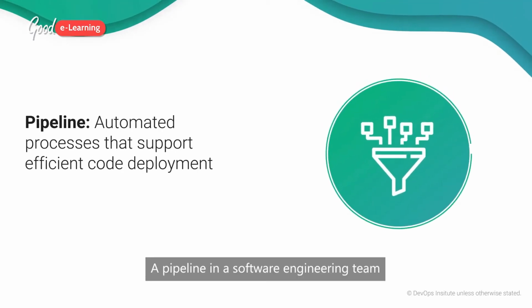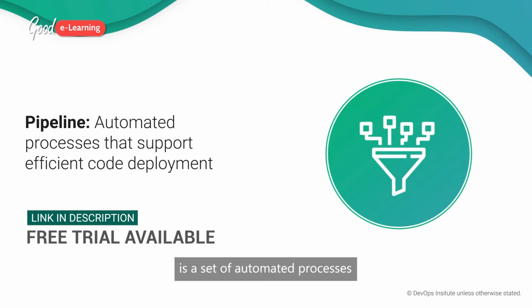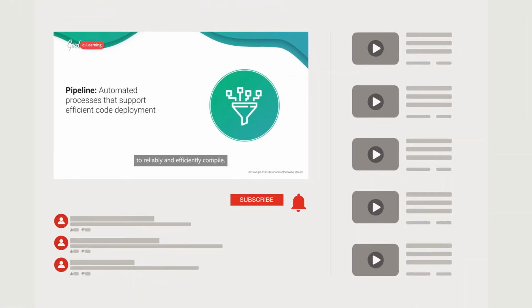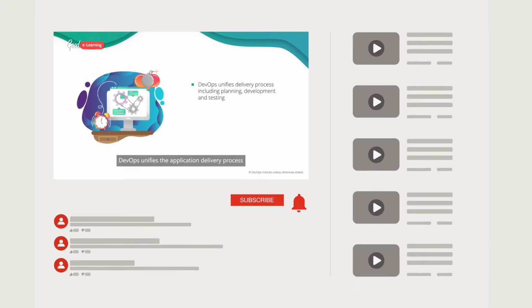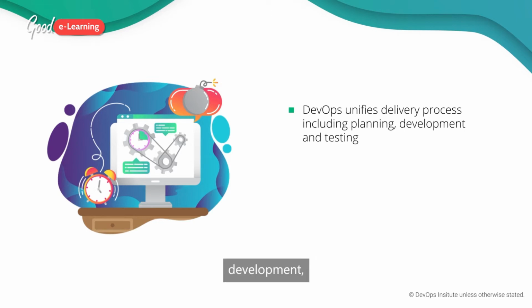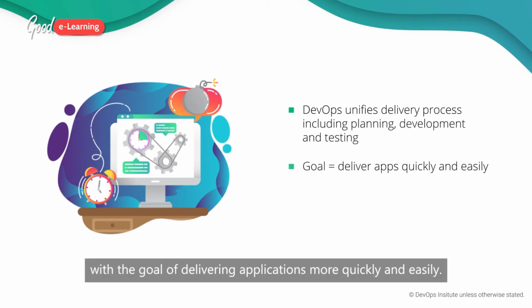A pipeline in a software engineering team is a set of automated processes that allow developers and DevOps professionals to reliably and efficiently compile, build, and deploy their code to their production platforms. DevOps unifies the application delivery process into a continuous flow that incorporates planning, development, testing, deployment, and operations, with the goal of delivering applications more quickly and easily.